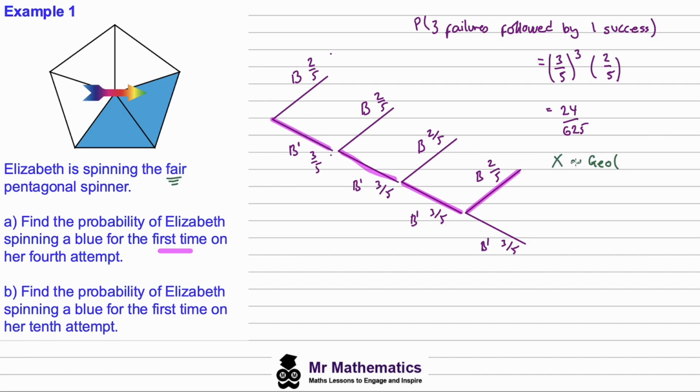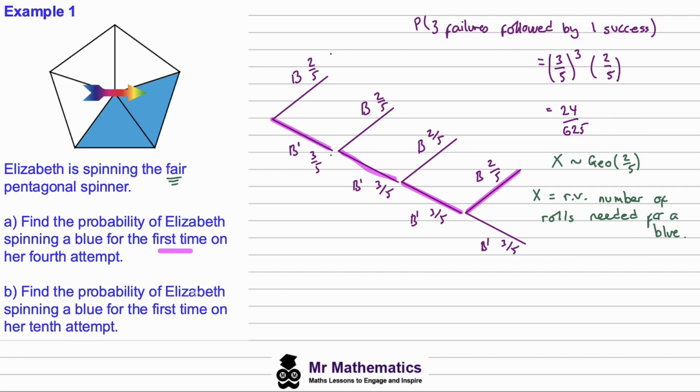So x is distributed geometrically with a probability of success, and we know this is 2/5 for landing on a blue. And this is our geometric distribution, and we have to define this x. This is our random variable. So we say x is equal to the random variable, the number of rolls needed for a blue.